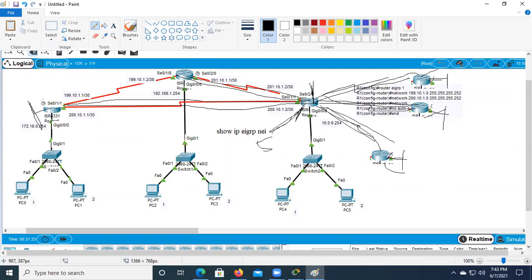But for this router, how many neighbors are there? Who is directly connected? Only router 3. Only one neighbor will be there. So the neighbor router is going to advertise this network.